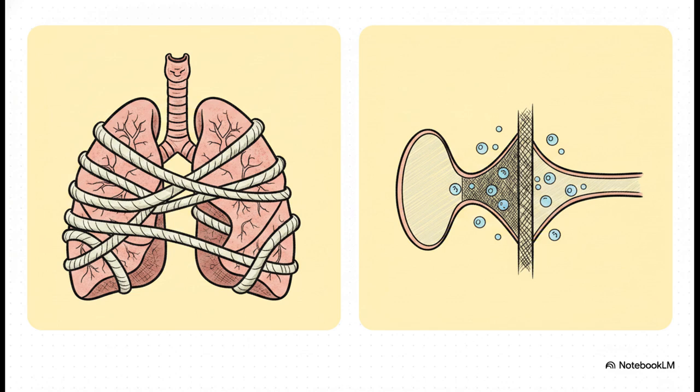Plus, because that interstitial space is literally packed full of collagen, oxygen simply can't cross over into the blood, leading to a severely decreased diffusing capacity, or DLCO.